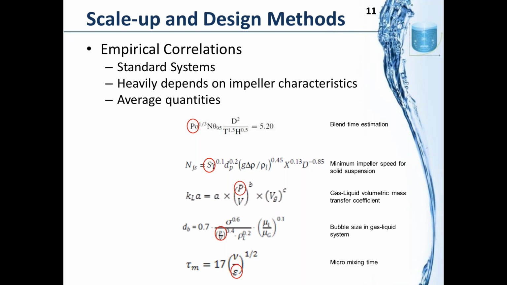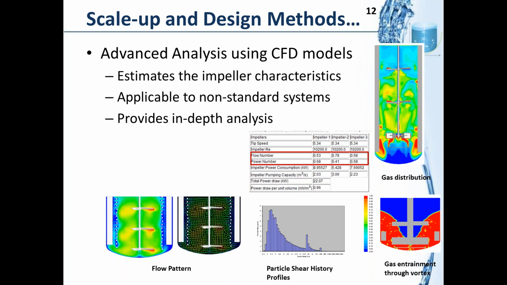So these typical correlations can definitely be used for standard systems when the impeller characteristics are available to us, and these are typically available for all the standard impellers. However, when we enter into non-standard systems, non-standard impellers, or a combination of impellers acting in the vessel, then correlations may or may not be appropriate or may not work for us. And at that time we can do the analysis using computational models or experimental methods.